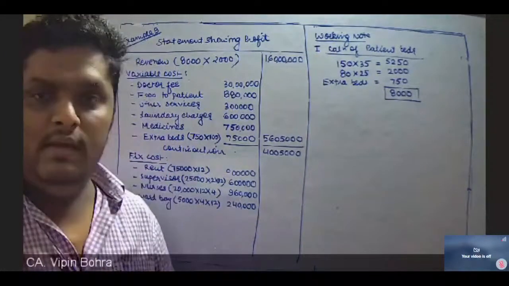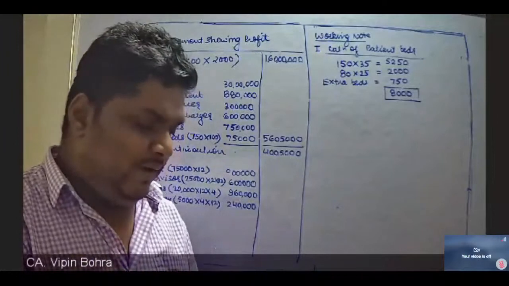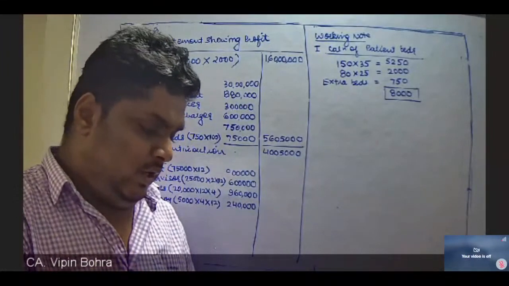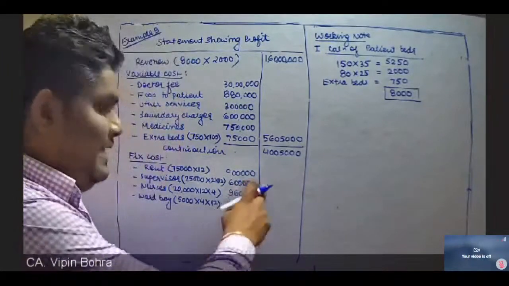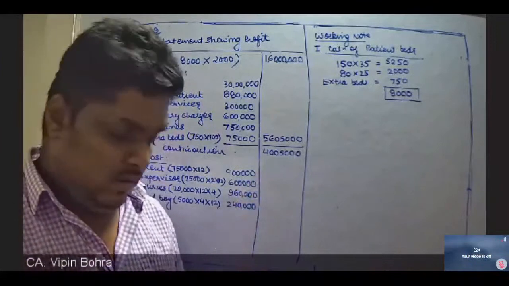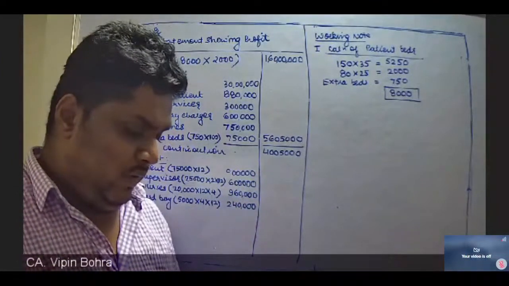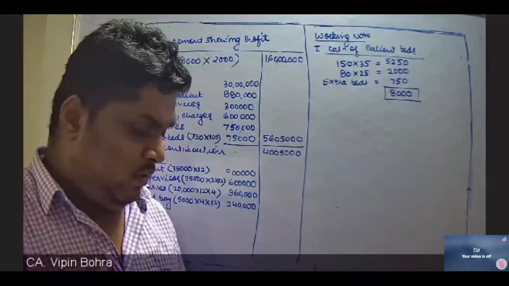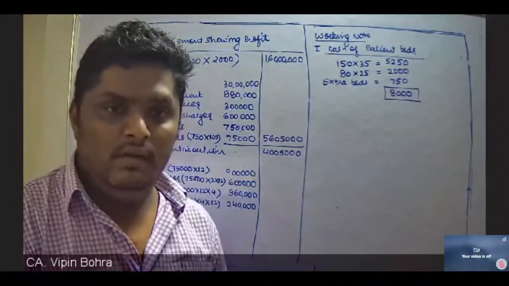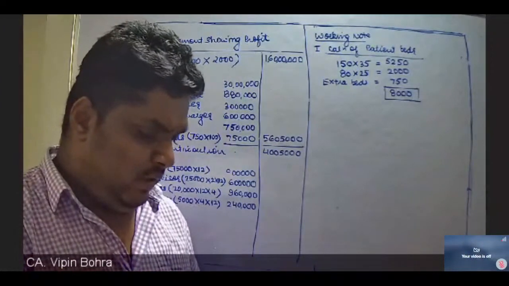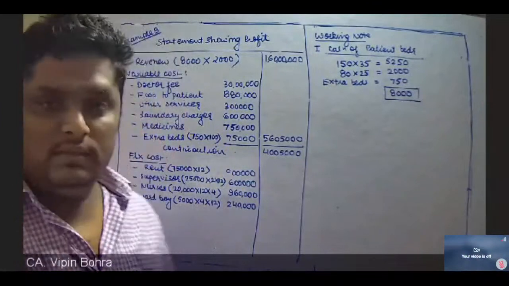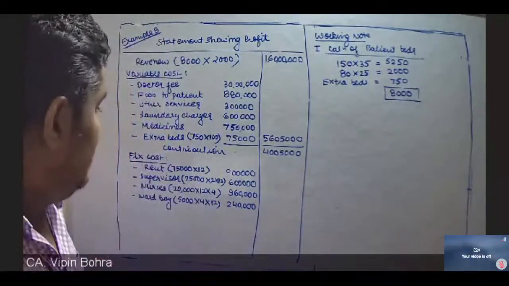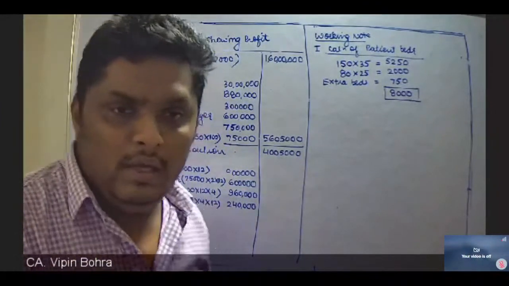So again, recheck the calculation. 25,000 into 12 into 2, 6 lakh. I hope this part is final. 20,000 into 12 into 4, 9,60,000. 5,000 into 4 into 12, 2,40,000. Now the salary part is over. Now repairs 81,000.